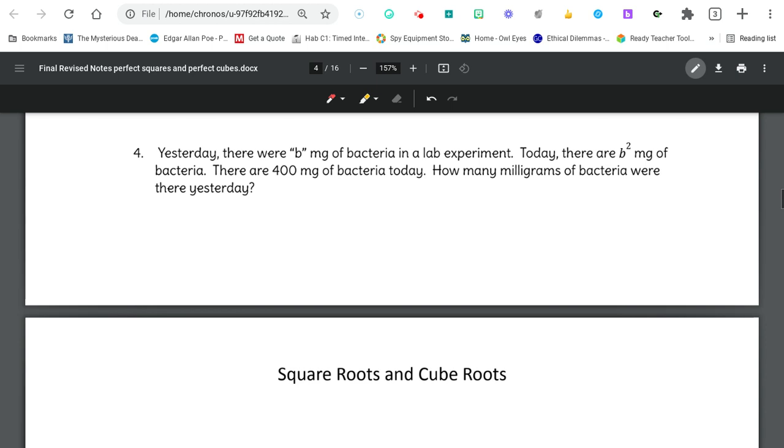Let's take a look at 4. It says, yesterday there were B milligrams of bacteria in a lab. So let's write that down real quick. Yesterday represents B milligrams. Today there are B squared milligrams of bacteria. Today is represented by the square of B.